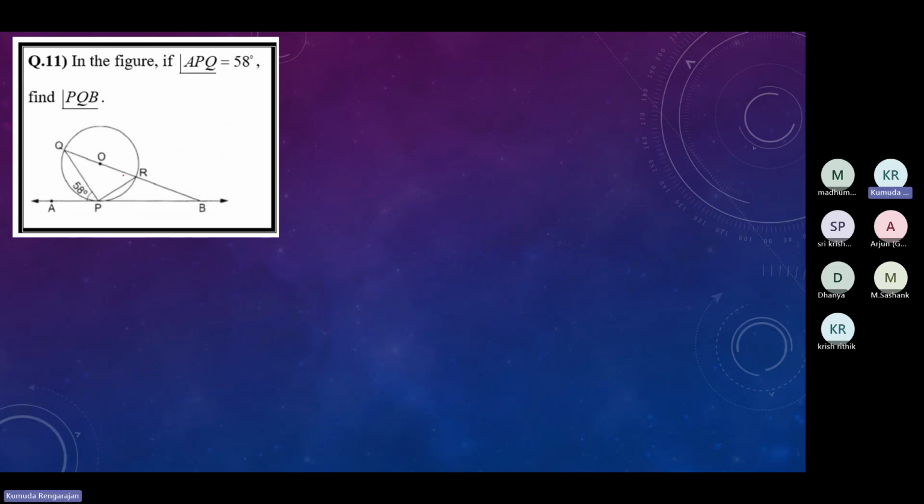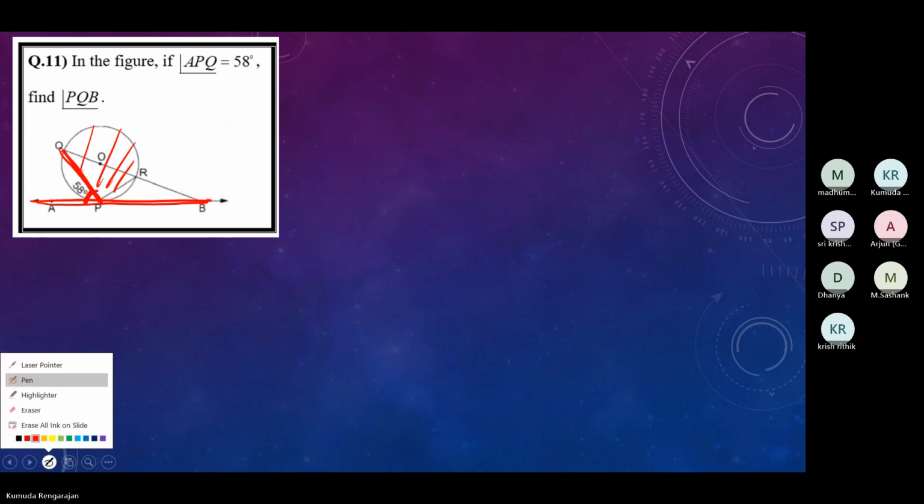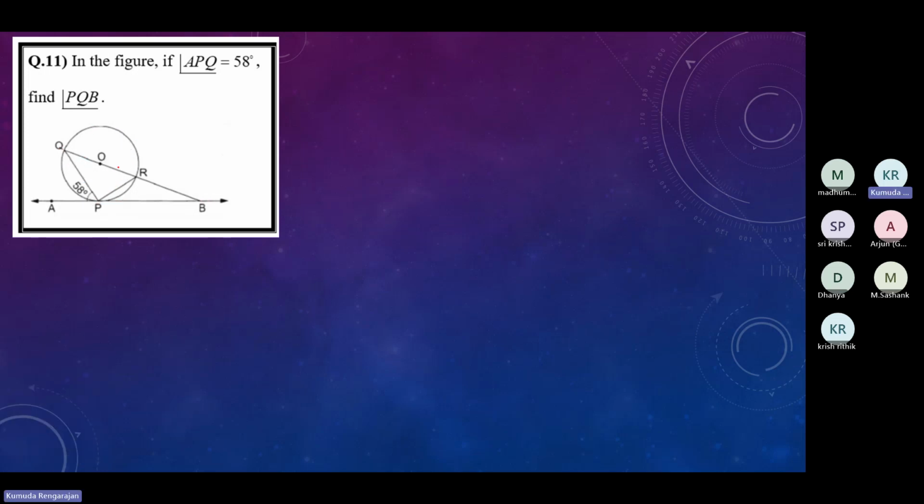Just try this one. You can see here chord PQ, tangent AB, and through the endpoint P of the chord we have the tangent AB. And this is the angle between the chord and the tangent. So this angle is equal to, take the chord, this is the alternate segment.